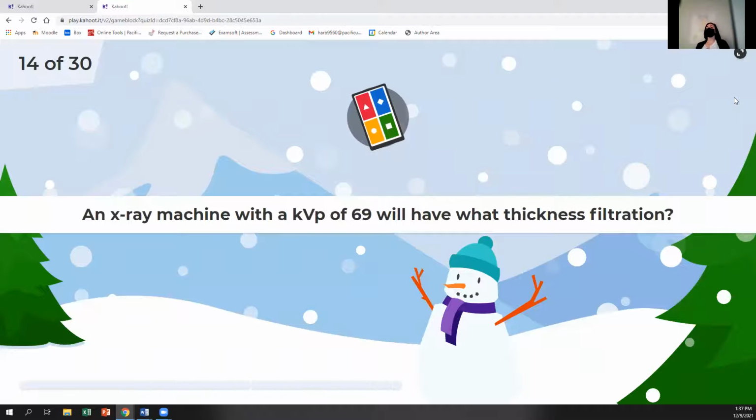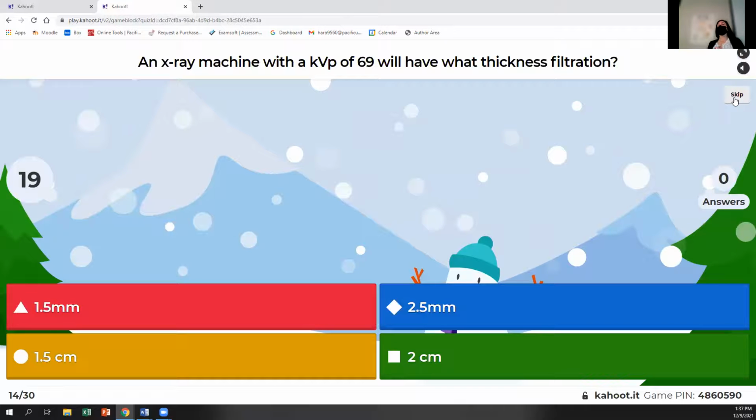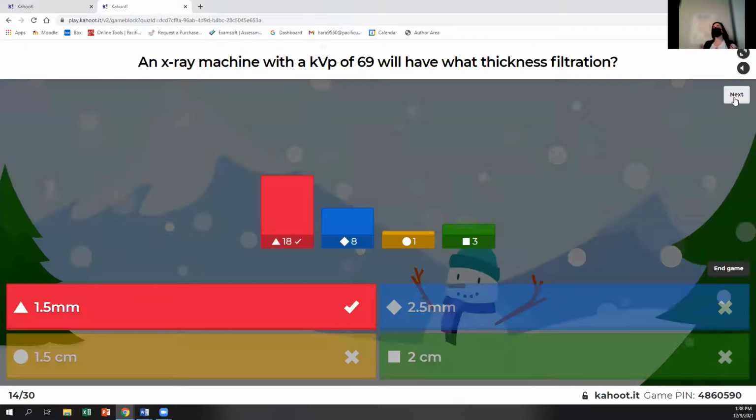Okay, an X-ray machine with a kVp of 69 will have what thickness of filtration? So remember, the filter has to be a certain thickness up to a specific kVp, and then past that number, it has to be a different thickness. So it's either 1.5 or 2.5. If it's higher than 70, it's 2.5. If it's lower than 70, it's 1.5 millimeters.